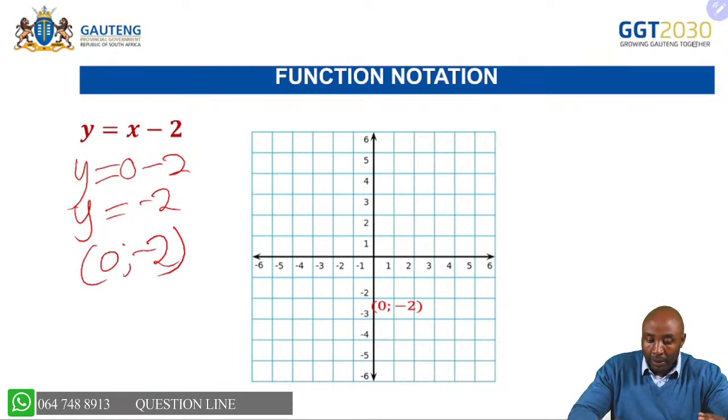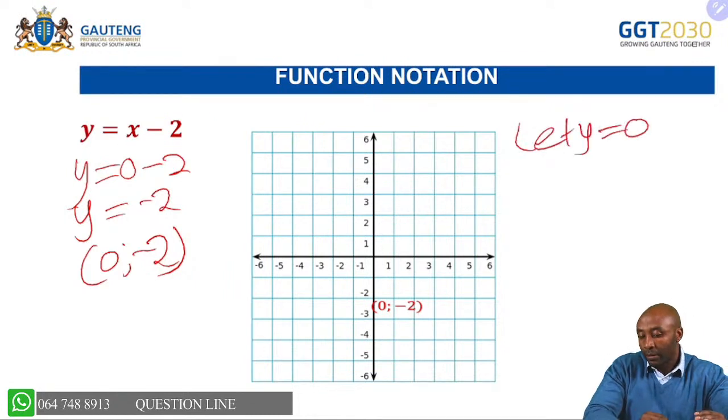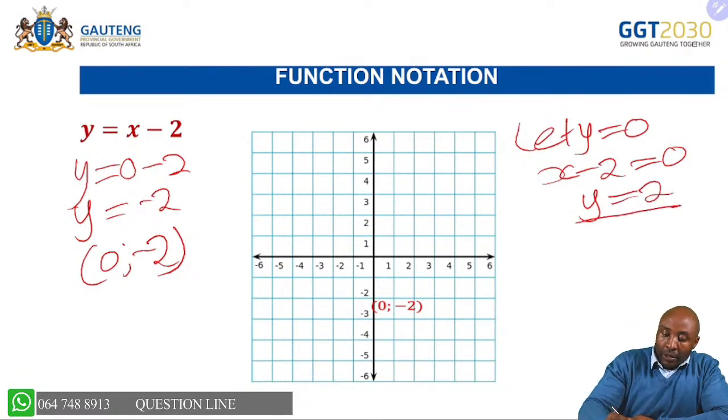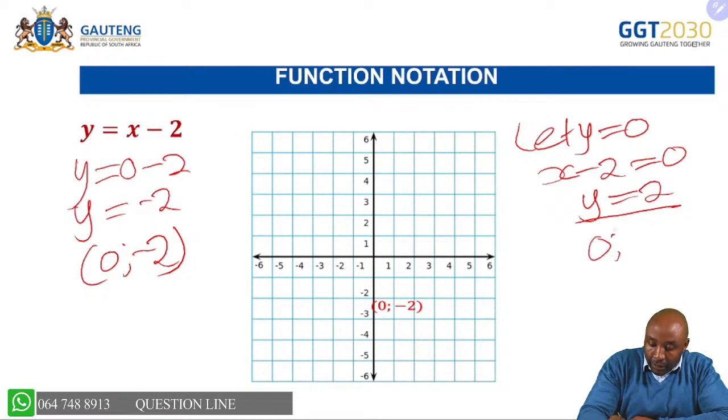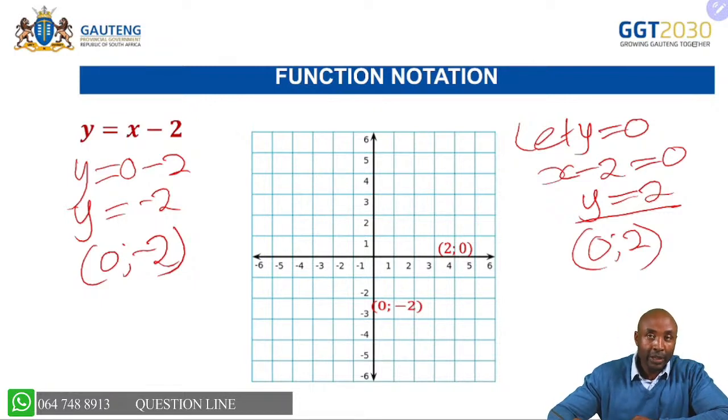To get our x-intercept, we let y be equal to 0, and then we solve the equation x minus 2 is equal to 0, and we get our x as 2. Now, from there, we know that the coordinates of the x-intercept become 2 and 0. So we will have the coordinates there. There's a difference between drawing and sketching: in our exam, we are expected to sketch the graphs, not to draw.